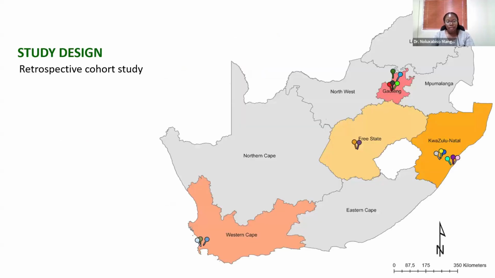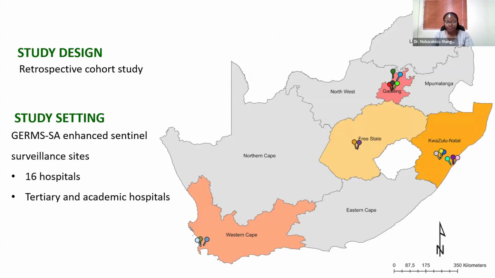We conducted a retrospective cohort study, and the study was conducted using the GERMS-SA Enhanced Surveillance sites. The sites are denoted by the pins in the map, and we looked at 16 hospitals. And these 16 hospitals include tertiary as well as academic hospitals.